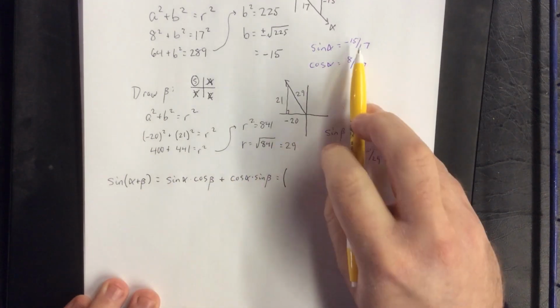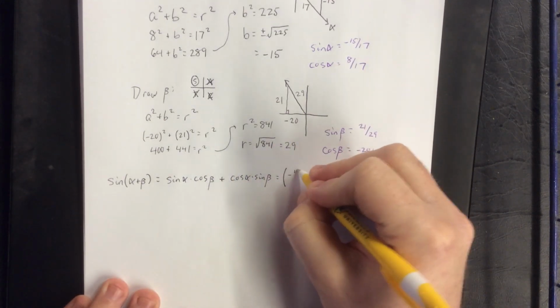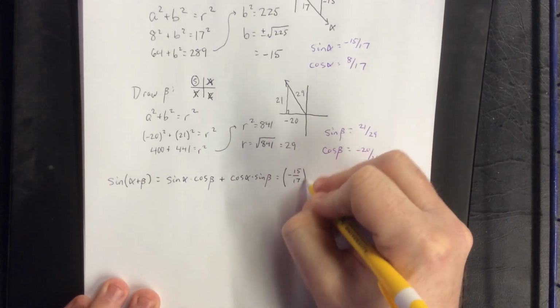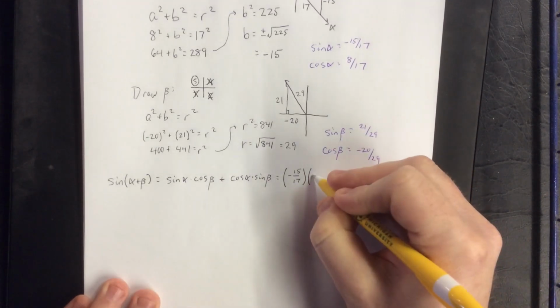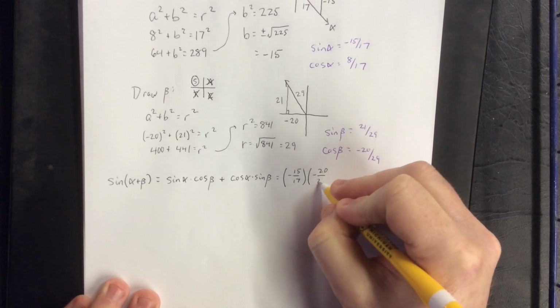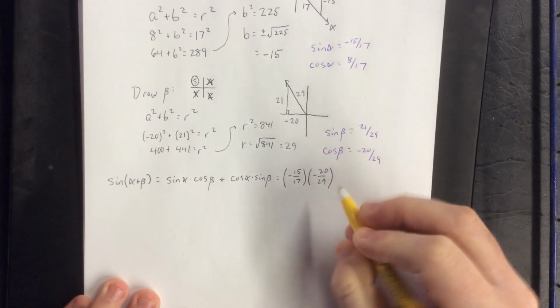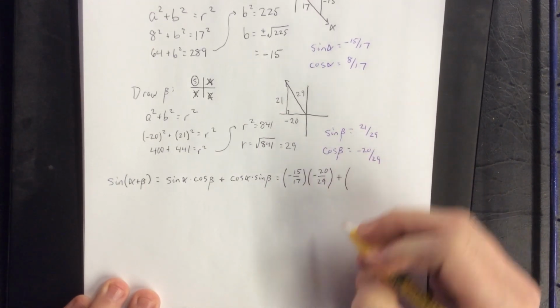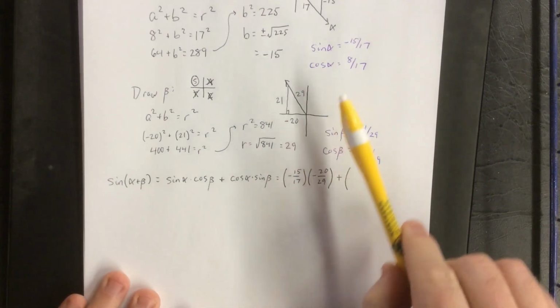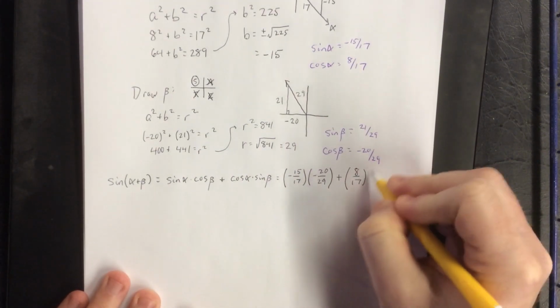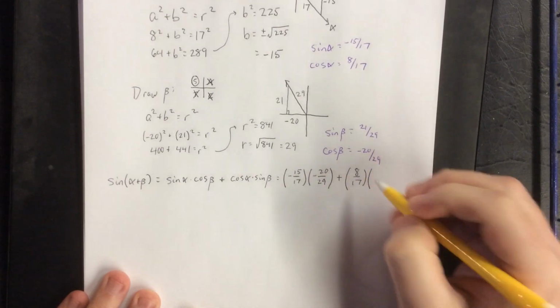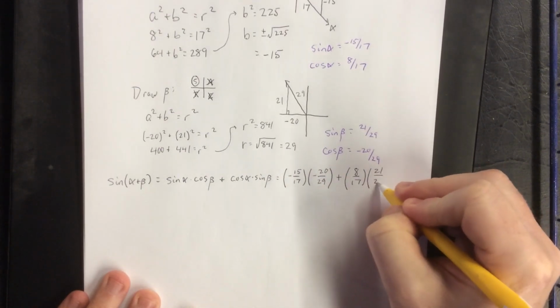Sine of alpha, we had from up here, that's negative 15 over 17, times cosine of beta, which is right here, that'll be negative 20 over 29, plus cosine alpha is right here, 8 over 17, and the sine of beta is 21 over 29.